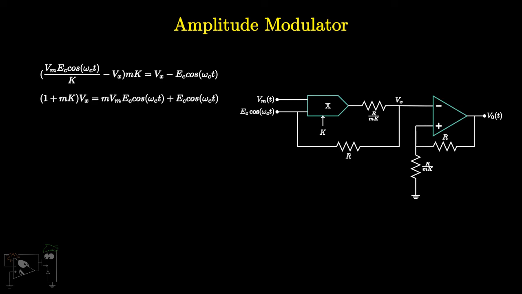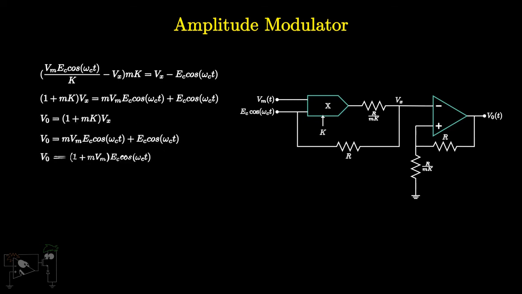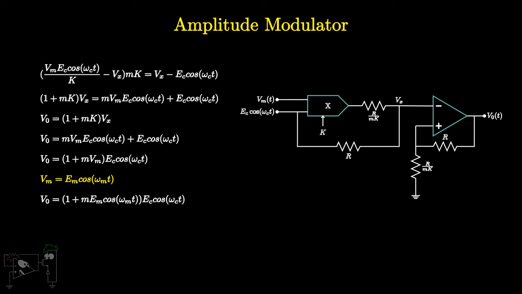We have an inverting amplifier cascaded with the multiplier. Hence, using the formula for an inverting amplifier we have, Vout is equal to 1 plus mk into Vx. Combining these two equations and simplifying we get, now, we substitute Vm as Em cosine omega mt. Hence, the output is 1 plus m Em cosine omega mt into Ec cosine omega ct, which is the amplitude modulated version of the message signal.